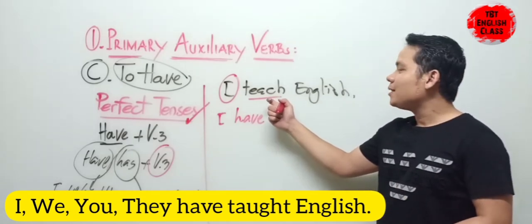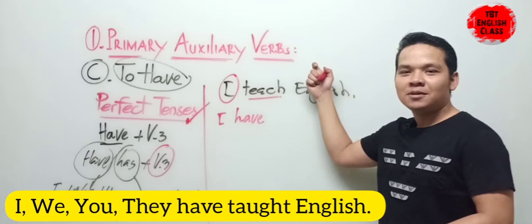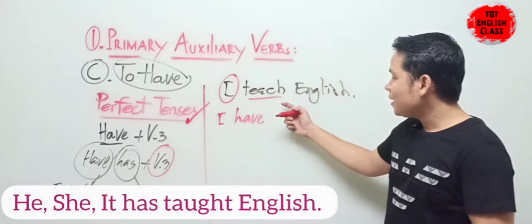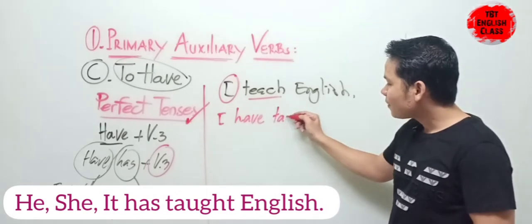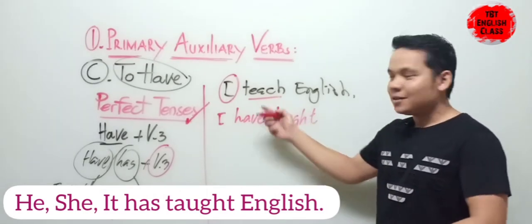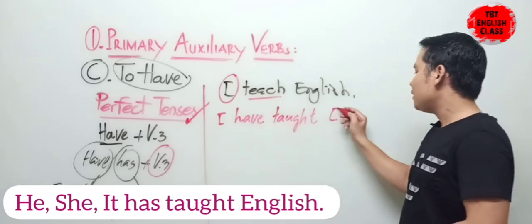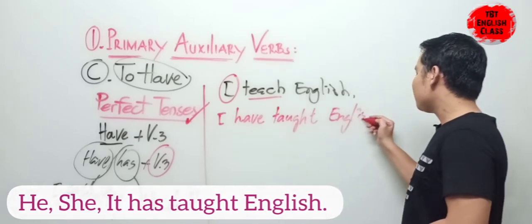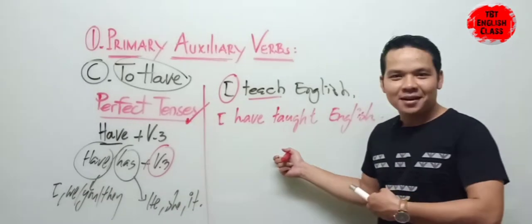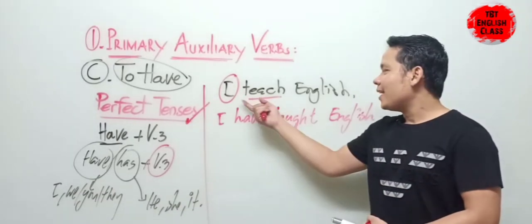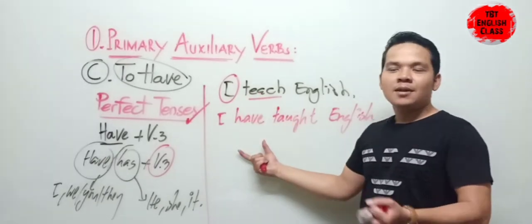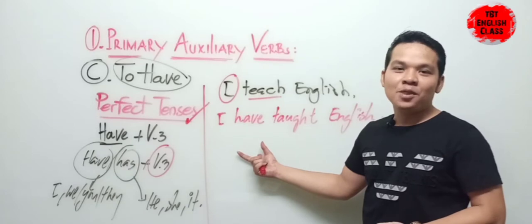So we have to change this first form to the third form, verb 3, or what we call the past participle. So how do we change this verb? We change it to "taught." You see, teach, taught. So: "I have taught English." You can see, I have taught English. So what does it mean? "I have taught English" and "I teach English" — two of them are actually different, not the same.